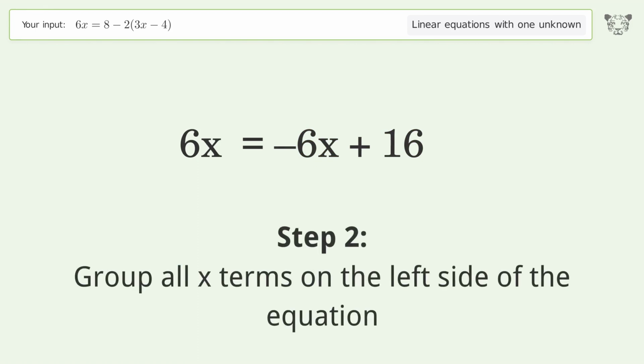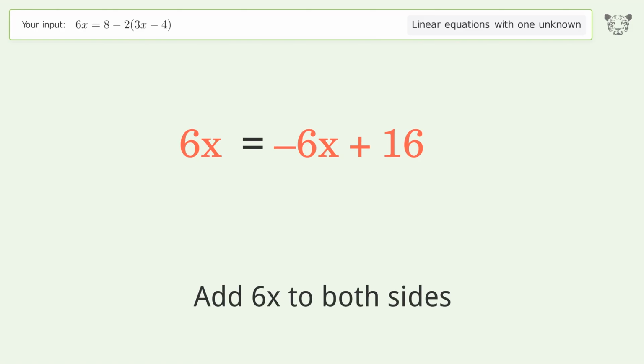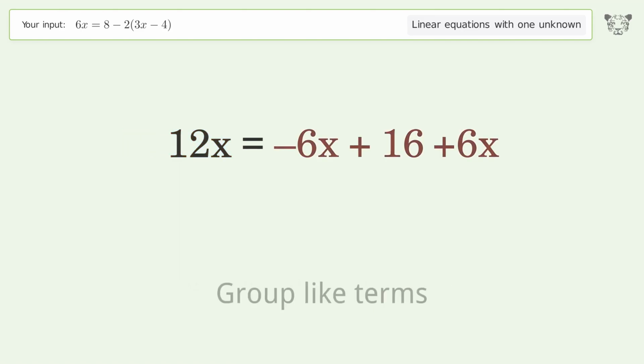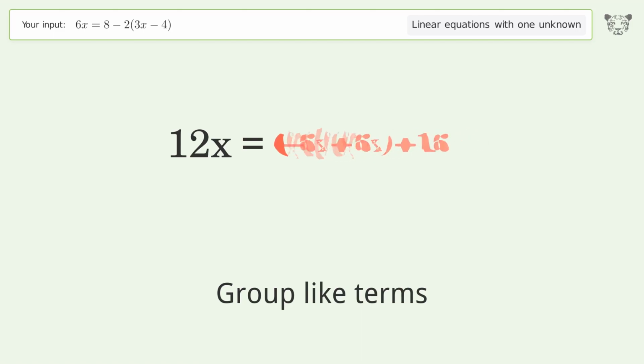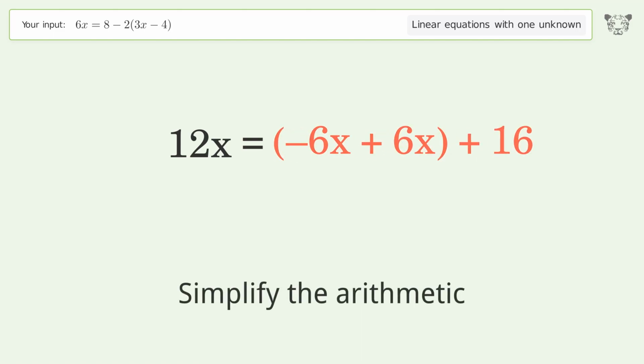Group all x terms on the left side of the equation. Add 6x to both sides. Simplify the arithmetic. Group like terms. Simplify the arithmetic.